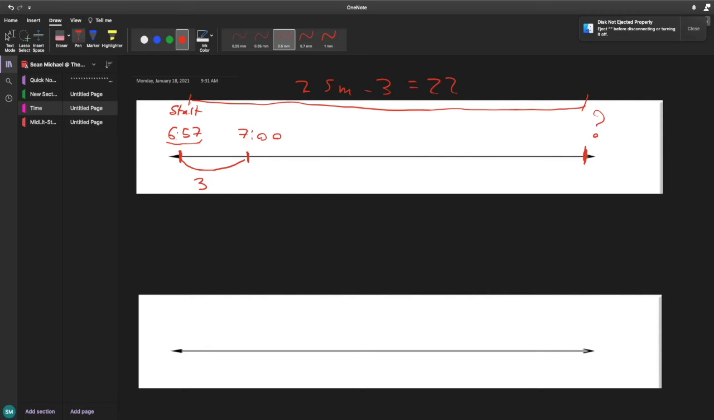And so 22 minutes on past 7 is going to be, right, this is going to be our 22-minute jump. And then this time, we'll know, is going to be 7:22, right? 7 o'clock plus 22 minutes is going to equal 7:22, right? So that's how we can find end times if we know the amount of time elapsed on this timeline. So I hope that one's pretty straightforward.